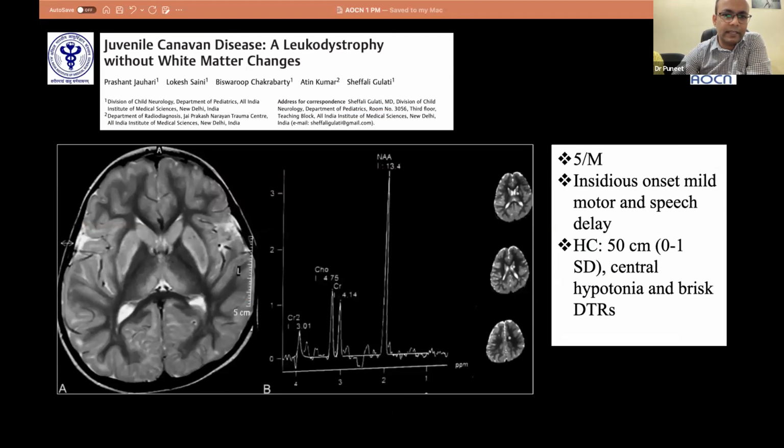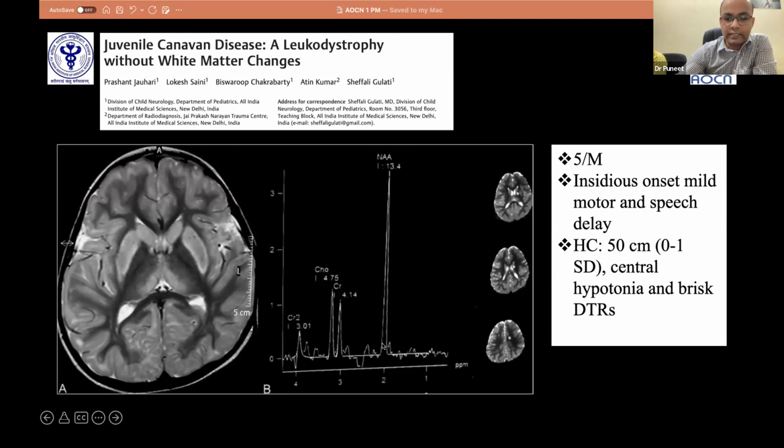This is a case published from our institution. This is a 5-year-old boy who had insidious onset, mild motor and speech delay. The head circumference was between 0 to 1 standard deviation. Central hypotonia was there, and brisk DTRs were present. In this child, we see that there is no white matter involvement. We find bilateral involvement of the caudate and the putamen. The globus pallidus seems normal.